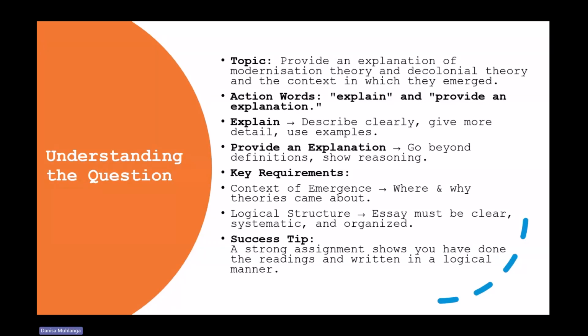So you need to be able to say, okay, my topic is about 1, 2, 3, 4, 5. So my topic is about modernization and decolonial theories, as well as the context in which they emerged, right? So I need to now check their history. When did modernization theory come about, and when did the colonial theory come about? So you need to check their history on when they were formed. Okay. And as I said, your essay should have a clear and systematic flow. So it needs to have a logical structure. You need to convince the reader of your understanding.